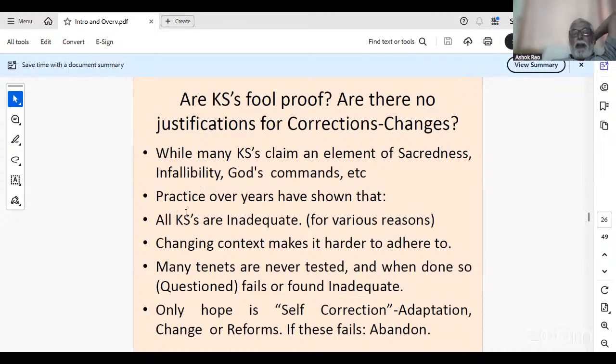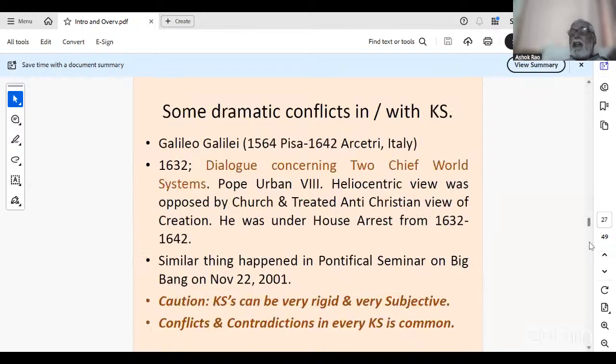So this is the way the story goes. Practice over the years has shown all knowledge systems are inadequate for various reasons. Changing context makes it very hard to adhere. Many tenets are never tested, and when tested, are questioned or fail. The only hope is if there is correction, self-correction, adaptation, allowing change and reforms. If all this you must abandon, okay? You see here dramatic conflicts in knowledge systems. This is a very interesting thing.